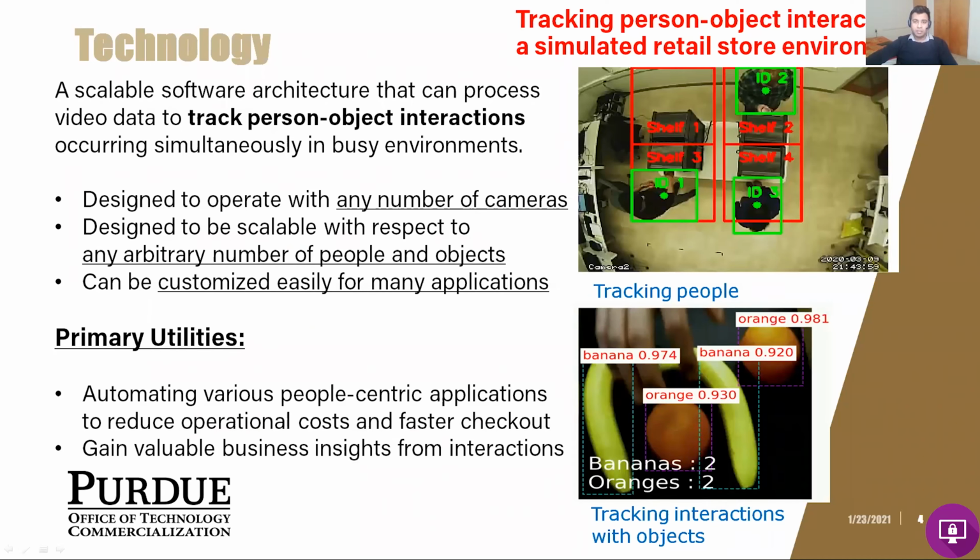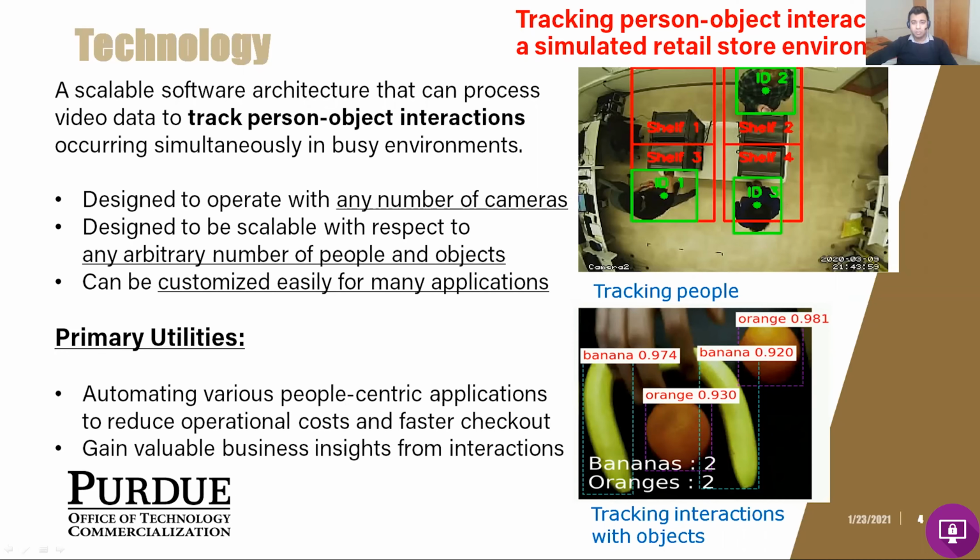The software architecture that we have developed is highly scalable and can process video data to track person-object interactions occurring simultaneously in busy environments. The pictures shown on the right side are some results of a simulated retail store in our lab. In the picture on the top, one can see that we are tracking people and assigning them unique IDs as shown in the green boxes. We are also tracking their interactions with the items in the shelves that are shown using red boxes.